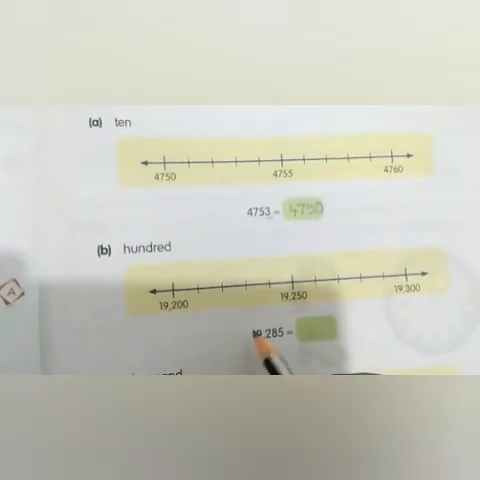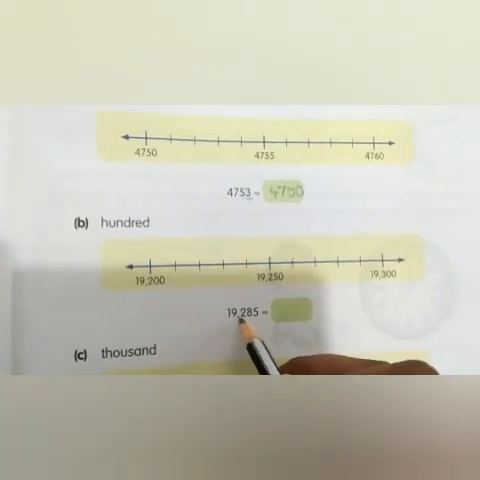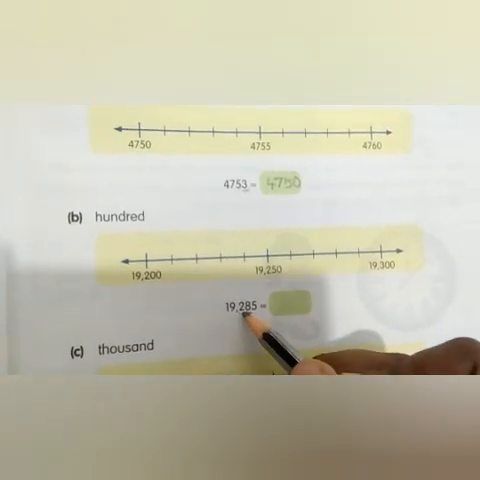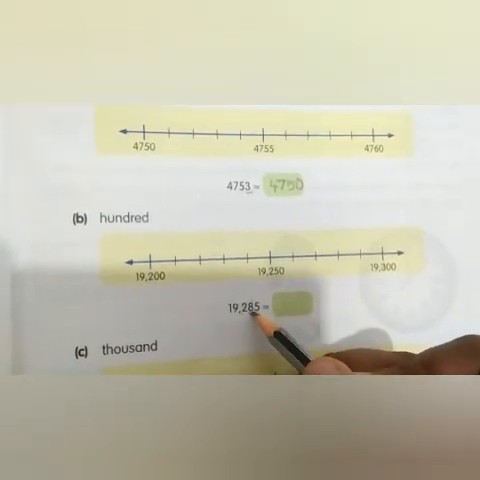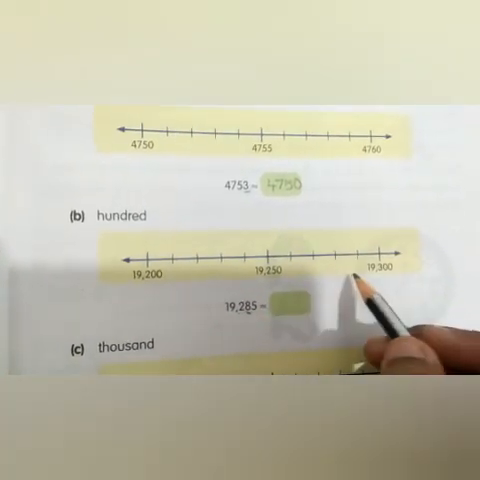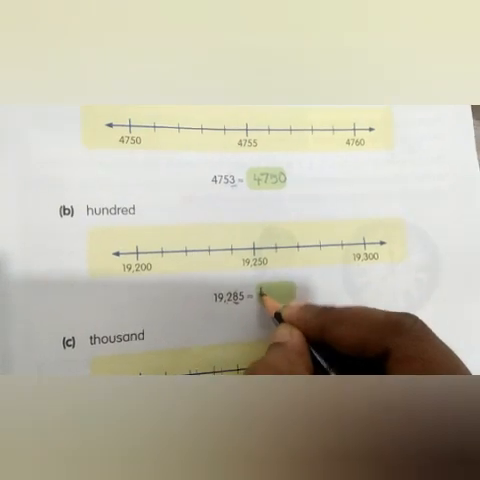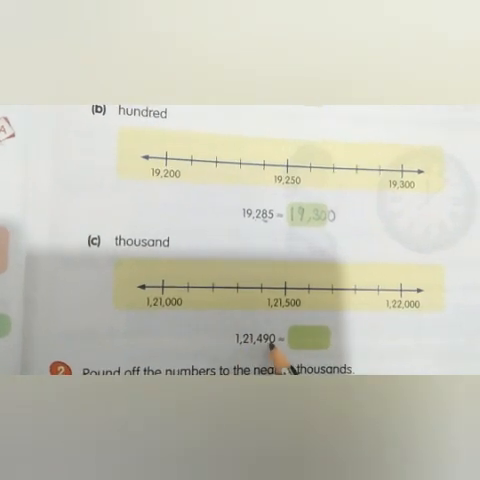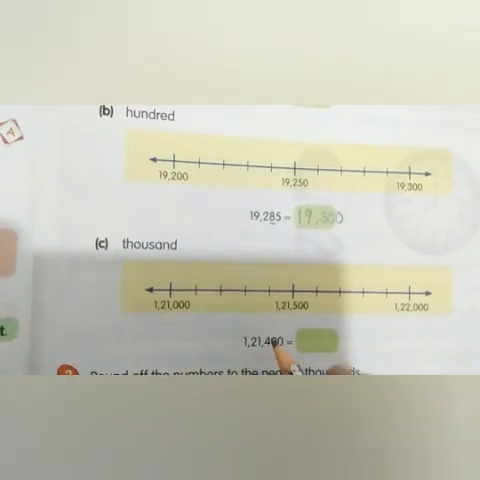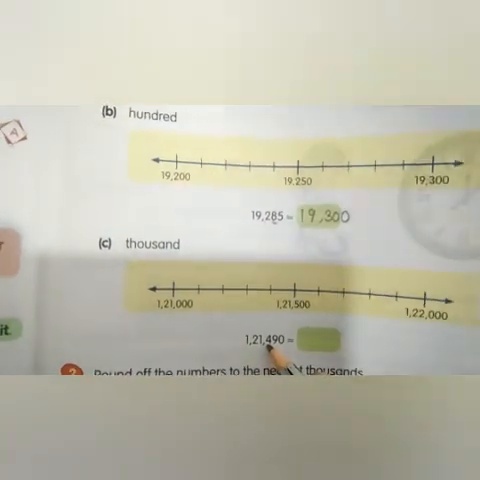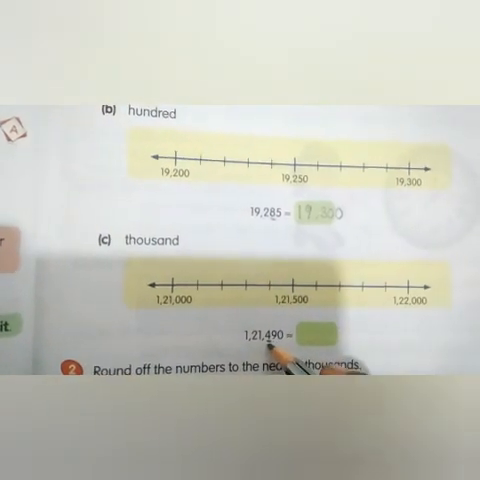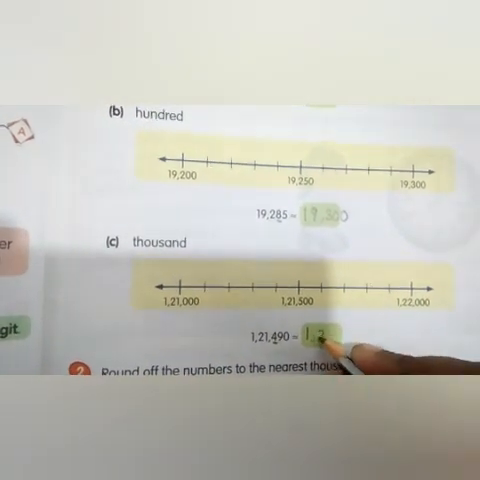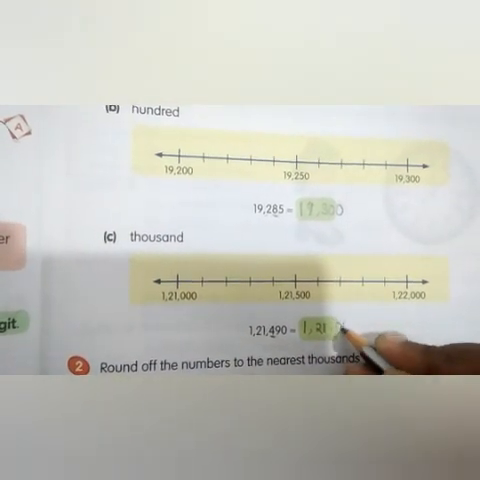Then to the nearest 100, you can round off this number. How to round off? For the nearest 100, look at the tens place. The hundreds place number is 2, so look at the tens place. The tens place is greater than 5, so this goes to the upper 100. That means 19,300. Then this number to the nearest 1000. How to find? You look at the thousands place number, which is 1, and then look at the hundreds place number. The hundreds place number is 4, that is less than 5. So that goes to the lower 1000. 1,21,000 is the answer.